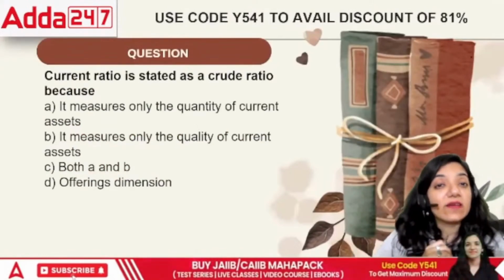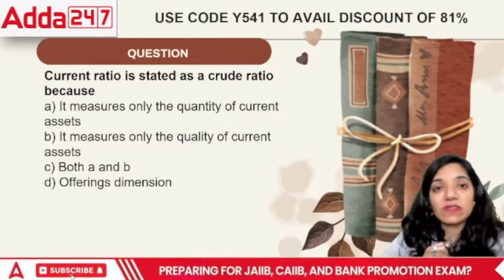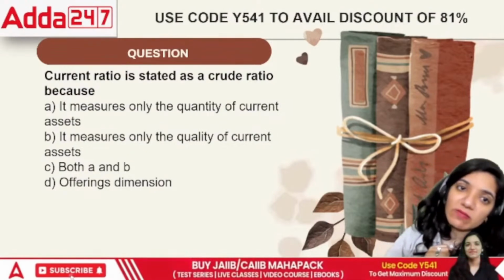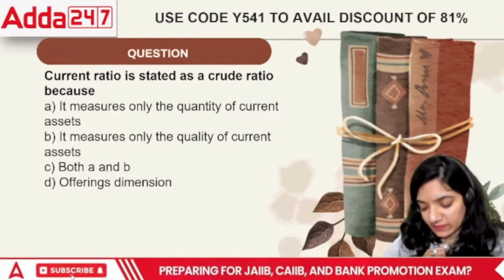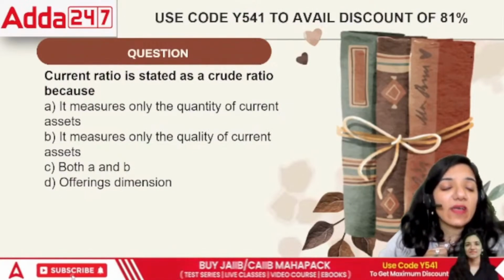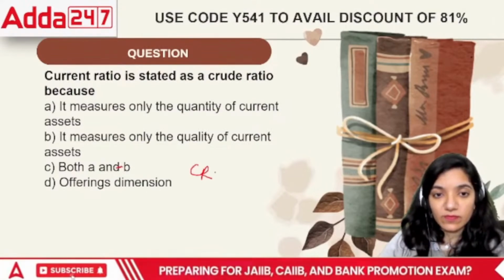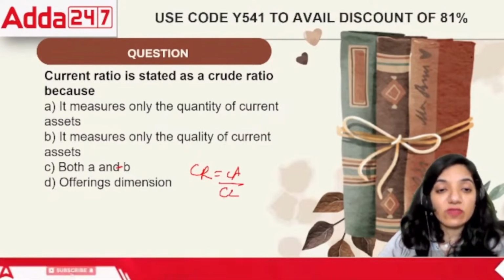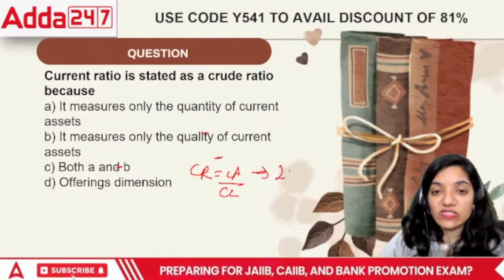Next point, the current ratio is stated as a crude ratio, because why do we specify the current ratio to be a crude ratio? It measures only quantity of current assets, it measures only the quality, both A and B, or none. The formula for current ratio is basically CA upon CL. The ideal ratio is basically 2:1. In terms of books, it's 2:1.